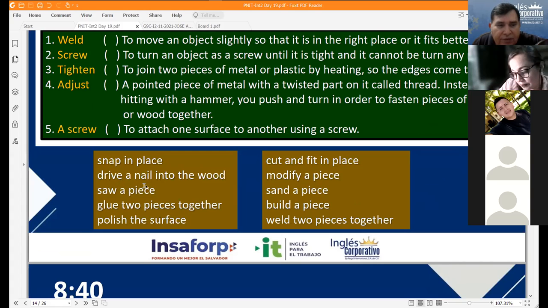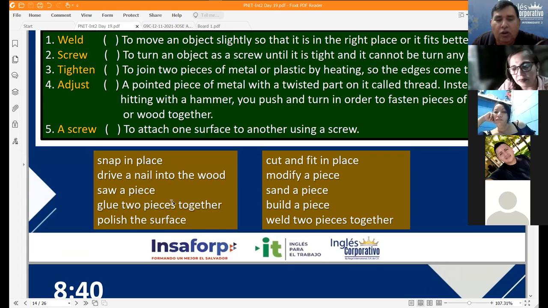Snap in place, drive a nail into the wood, sew a piece. No, it's not sew. Sew is different, right? To cut something by using a saw. This is to saw a piece. This is in the present, not in the past. Okay. Glue two pieces together.